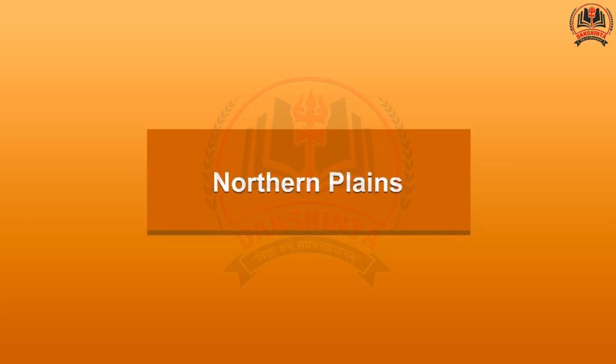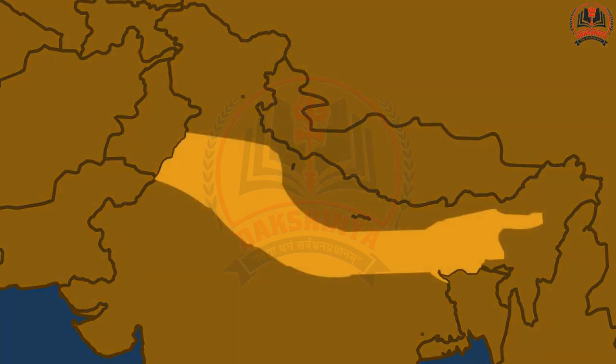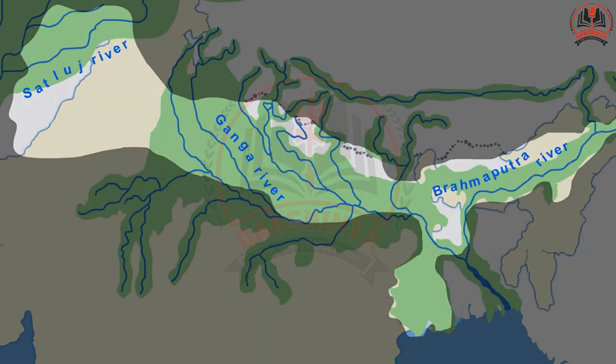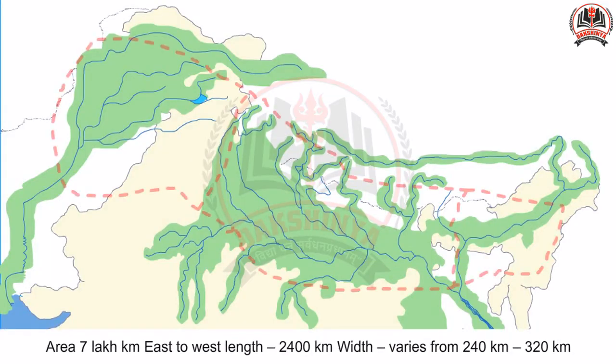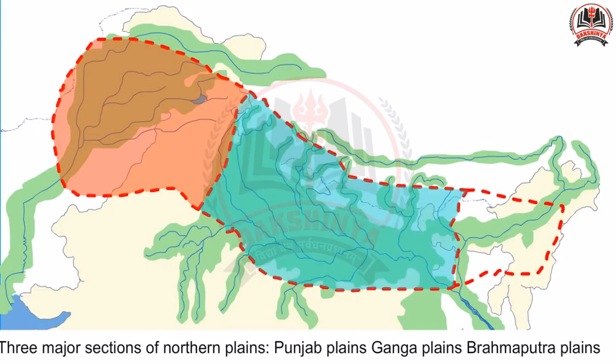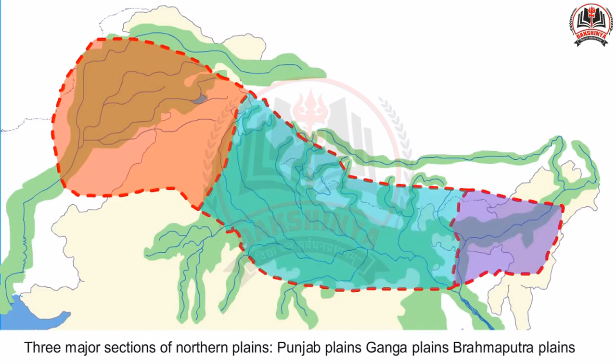Northern Plains. The northern plains located to the south of Himalayas, formed of sedimentary deposits of alluvium brought down by rivers Ganga, Sutlej, Brahmaputra and their tributaries. It covers an area of 7 lakh kilometers. Its east to west length is 2,400 kilometers. The width varies from 240 kilometers to 320 kilometers. The northern plains is divided into 3 major sections.